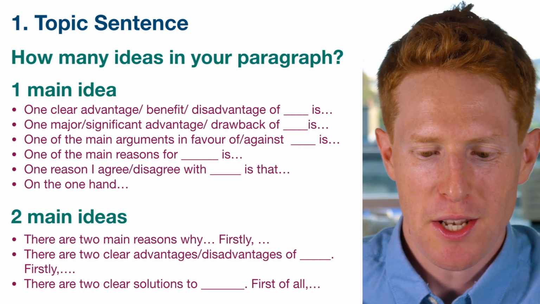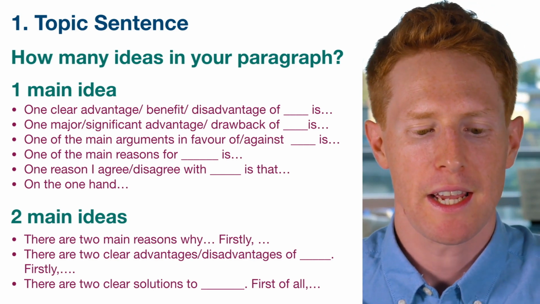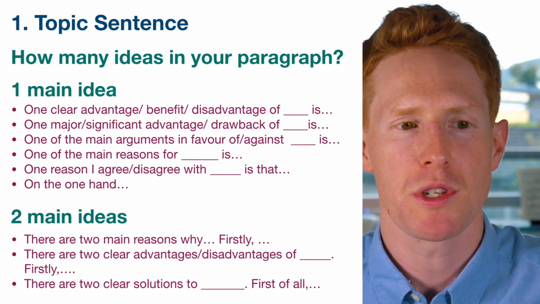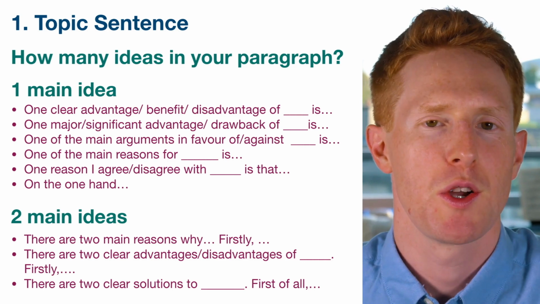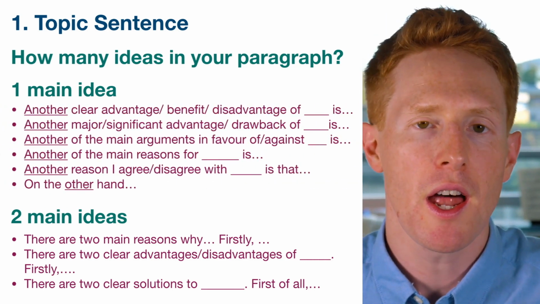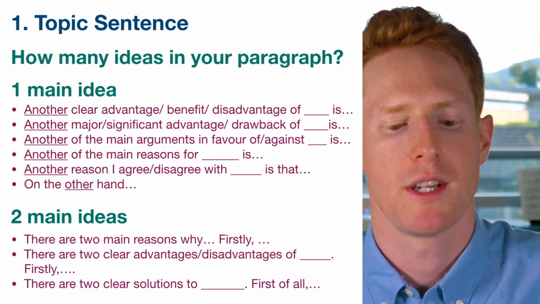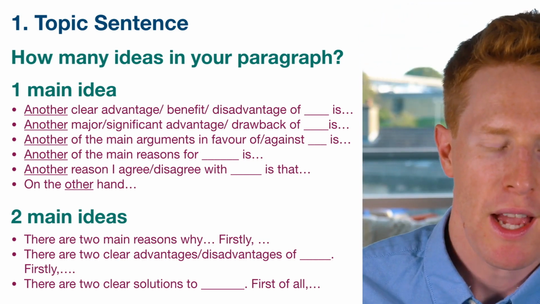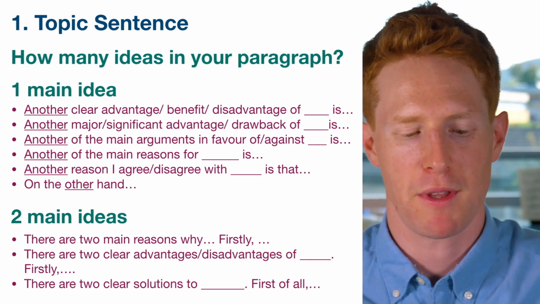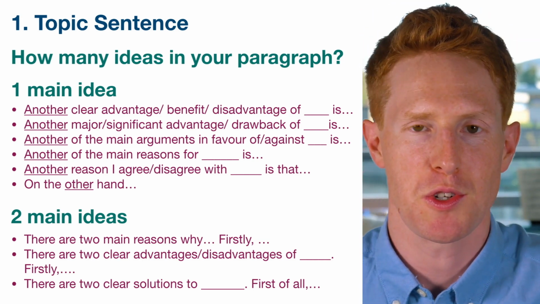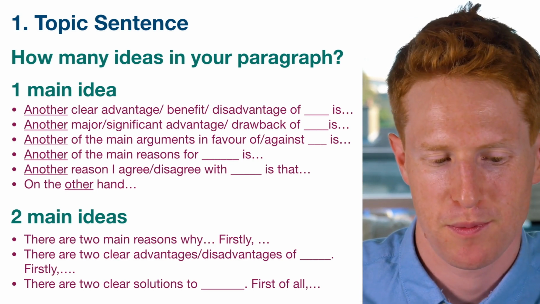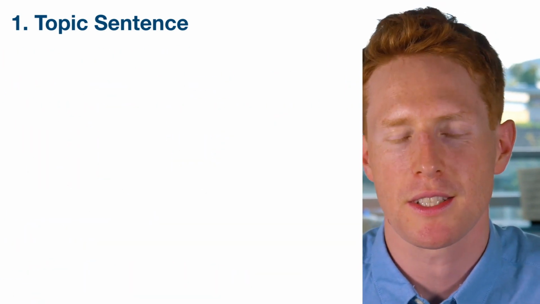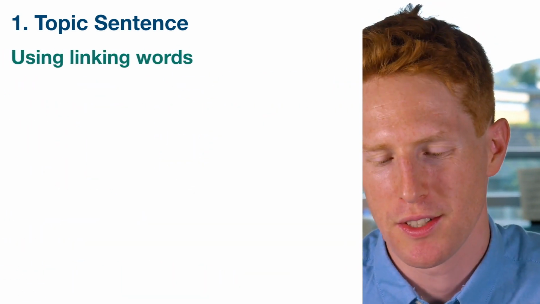Now, instead of having one clear advantage or disadvantage of something is, if we're introducing the second paragraph, we might want to say something like, another advantage is, or another major drawback of something is. Okay. And instead of saying on the one hand, we might have something like on the other hand to introduce the second paragraph. Another way that we often write our topic sentence is to use linking words.